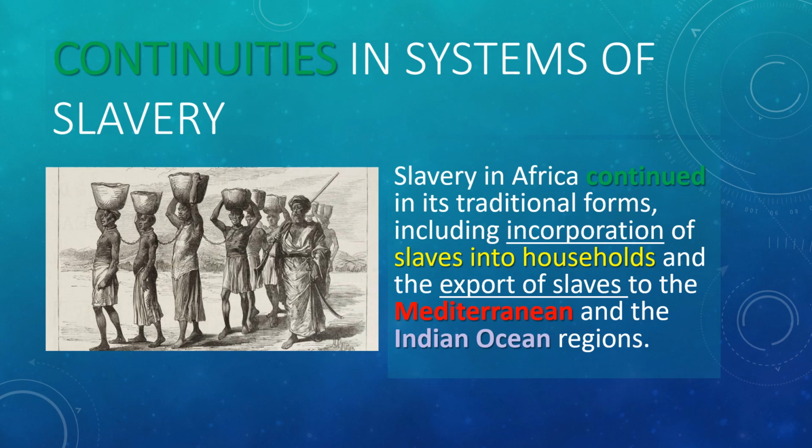Slavery has existed in civilization. Like pretty much once you get civilization, you get slavery. But African slavery wasn't a brand new thing. It continued in its traditional forms, including incorporation of slaves into households and the export of slaves to the Mediterranean and the Indian Ocean region. Places like the Ottoman Empire were heavily in the slave trade. A lot of it was East African slaves as well, but you were getting slaves exported to the Mediterranean and the Indian Ocean. You were getting slaves used in Dar al-Islam.